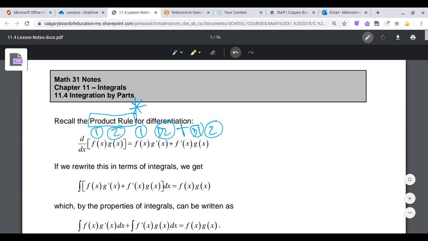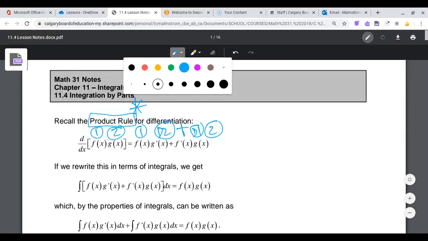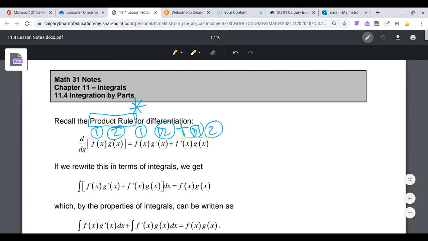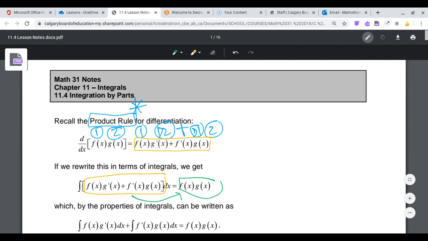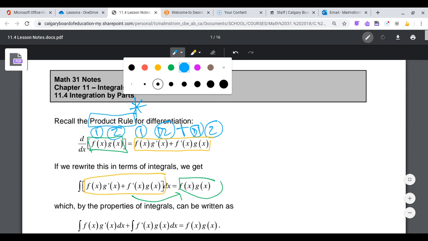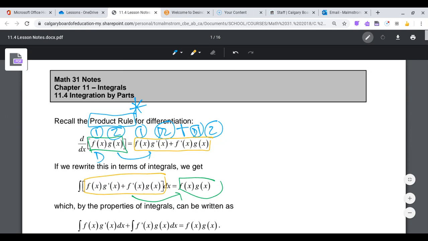Okay. That aside, we can rewrite this in terms of integrals to think about the antiderivative piece of this. If I know my derivative is this little rhyme, 1d2 plus 2d1, then if I take the integral of that, I should be able to find my antiderivative, which would be the product. So in one way, we're taking the derivative, and in the other way, we're taking the antiderivative.